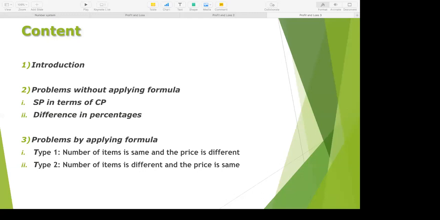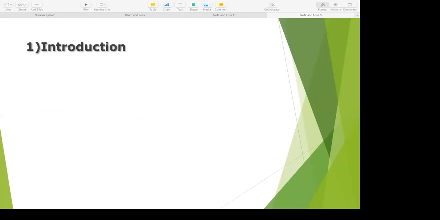where we'll learn how to write SP in terms of CP, and then in some of the questions we are going to use difference in percentages. Okay, so mainly again my whole idea would be to teach you the concepts and try to use it in the questions without using the formulas, without using your pen and paper, to make yourself capable of solving the questions in 30-40 seconds at max.